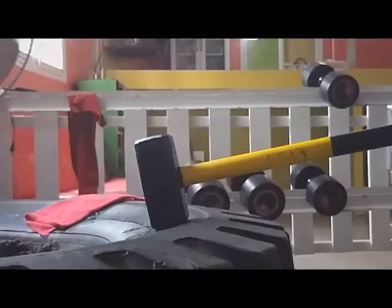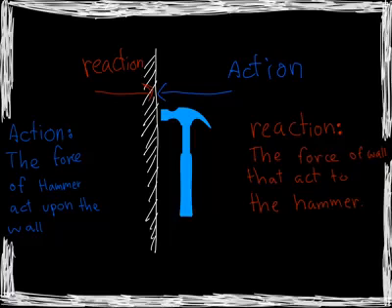And next example. As you can see in the video, the blue hammer represents the real hammer that acts on the tire, and the white line represents the tire. The action is the force of the hammer acting upon the tire, and the reaction is the force of the tire that acts on the hammer.